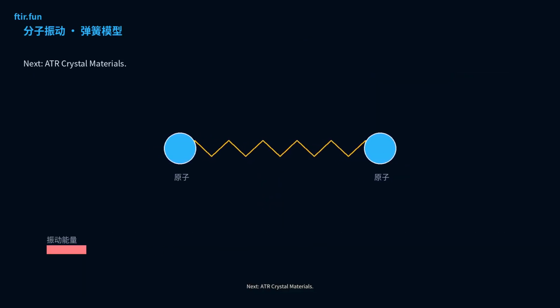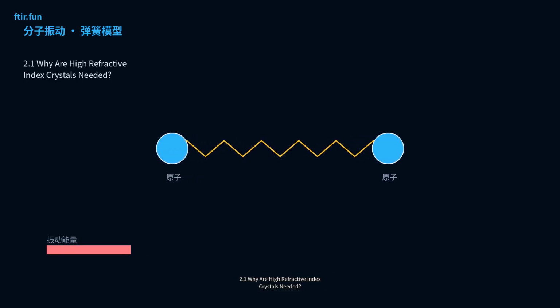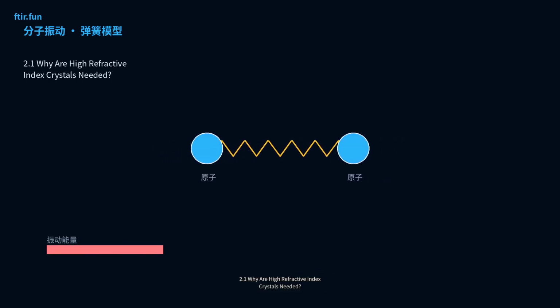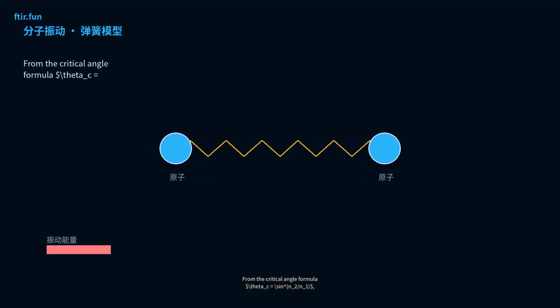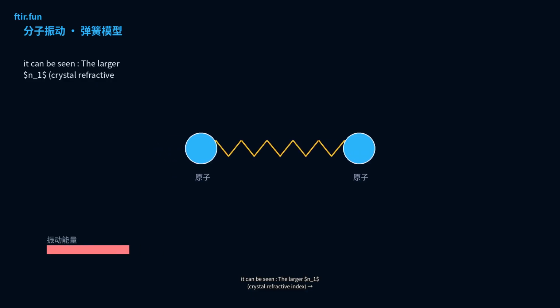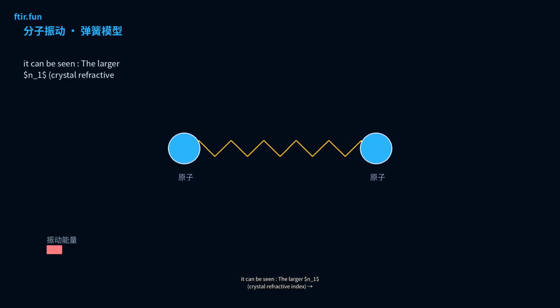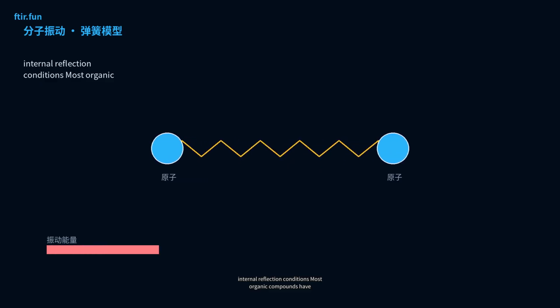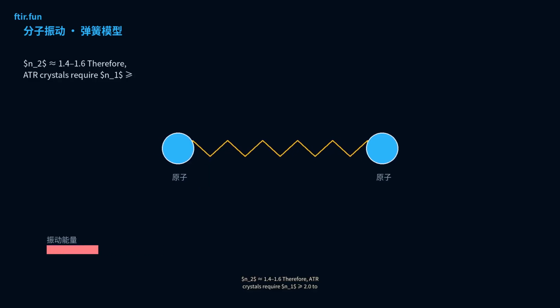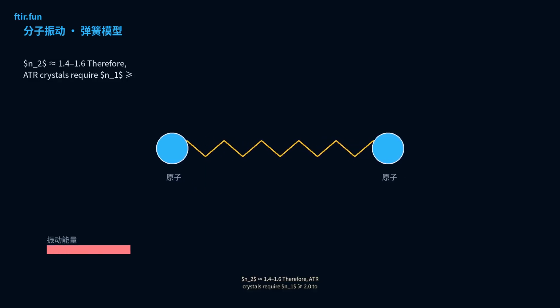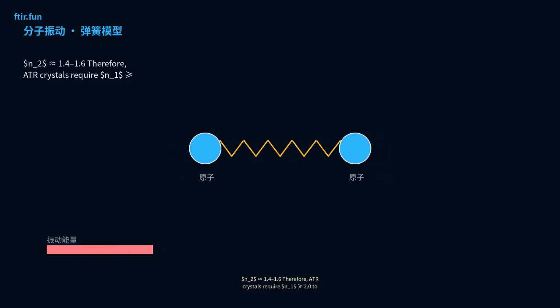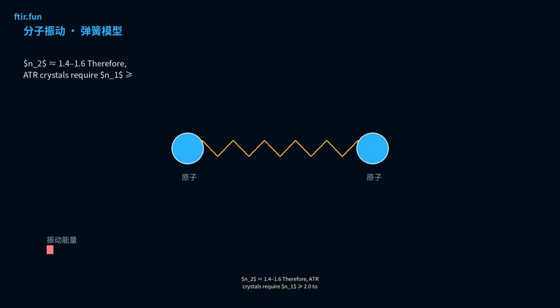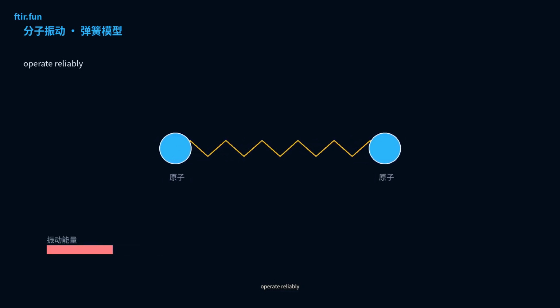Next, ATR crystal materials. 2.1 Why are high refractive index crystals needed? From the critical angle formula, theta c equals arcsin of n2 over n1, it can be seen the larger the crystal refractive index n1, the smaller the critical angle, and the easier to satisfy total internal reflection conditions. Most organic compounds have n2 approximately equal to 1.4 to 1.6. Therefore, ATR crystals require n1 greater than or equal to 2.0 to operate reliably.